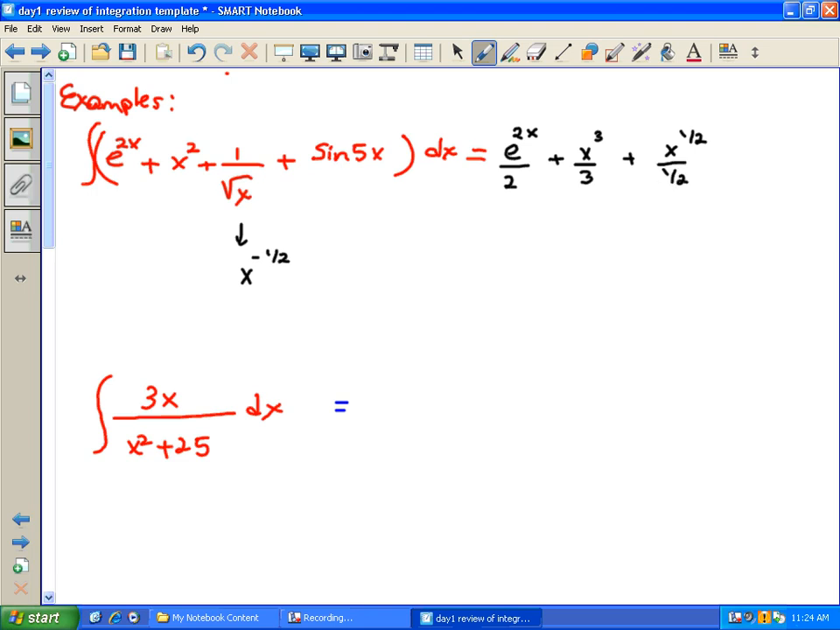And the last item, the integral of sine of 5x, that will be negative cosine of 5x divided by 5 plus c. So the only way that I might simplify this again is just rewrite it, the middle term, get rid of that fraction on the bottom, on the third term. So we have e to the 2x over 2 plus x cubed over 3 plus 2 times x to the 1/2. You could say 2 times the square root of x there, minus cosine of 5x over 5 plus c.